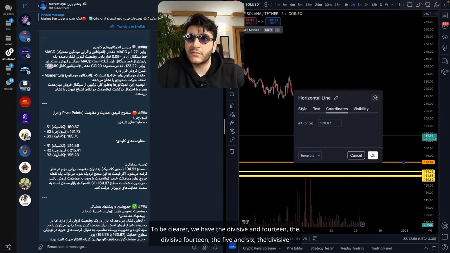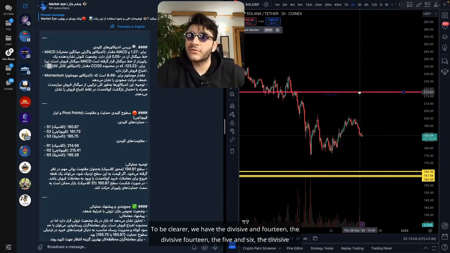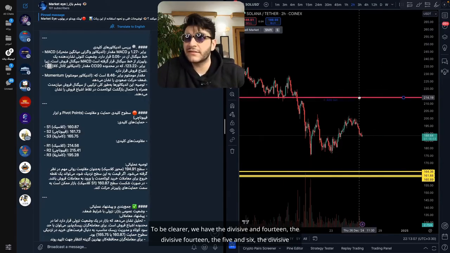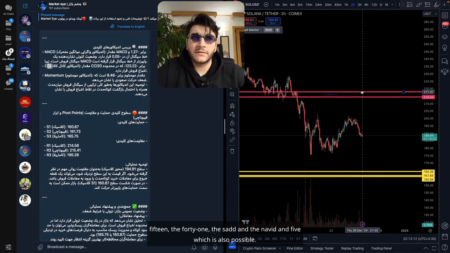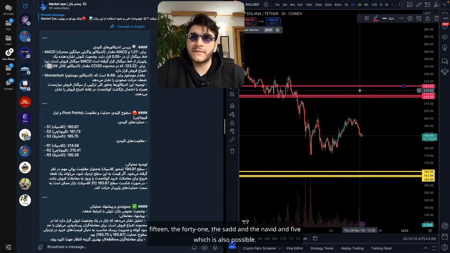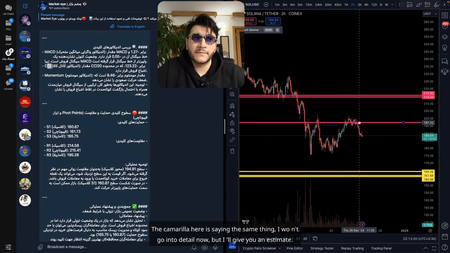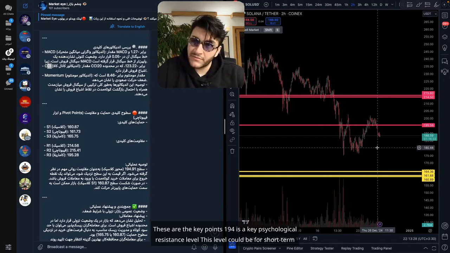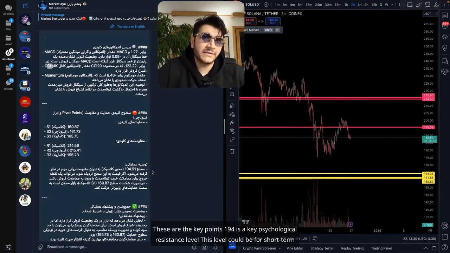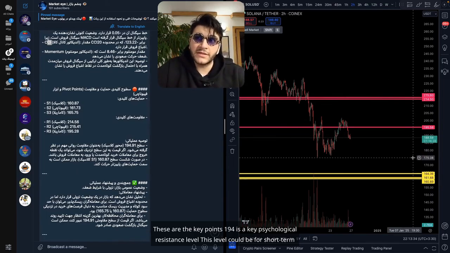To be clearer, we have several pivot levels here, and the Camarilla is saying the same thing. I won't go into detail now, but I'll give you an estimate. These are the key points. 194 is a key psychological resistance level, and this level could be for short-term trades.